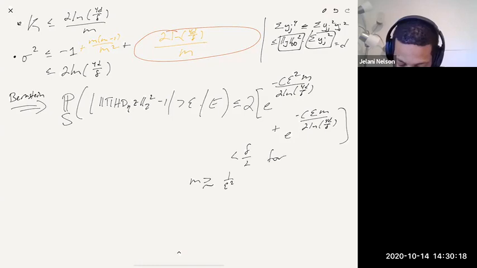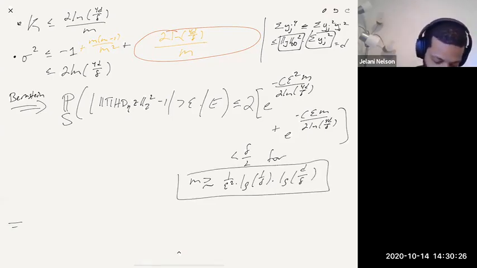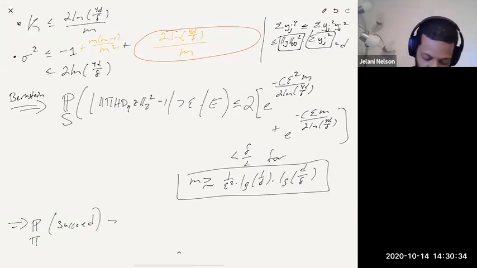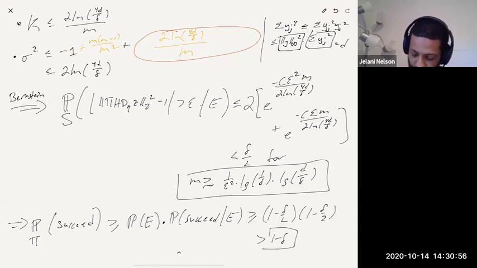m at least some constant times 1 over epsilon squared, log 1 over delta, times log d over delta. And that implies that the probability over pi that you succeed, meaning that the norm is preserved, is certainly at least the probability of event E times the probability that you succeed given event E. And what we've shown is that the probability of E is at least 1 minus delta over 2. The probability that you succeed given E is also at least 1 minus delta over 2, which is more than 1 minus delta. And that's what we wanted.